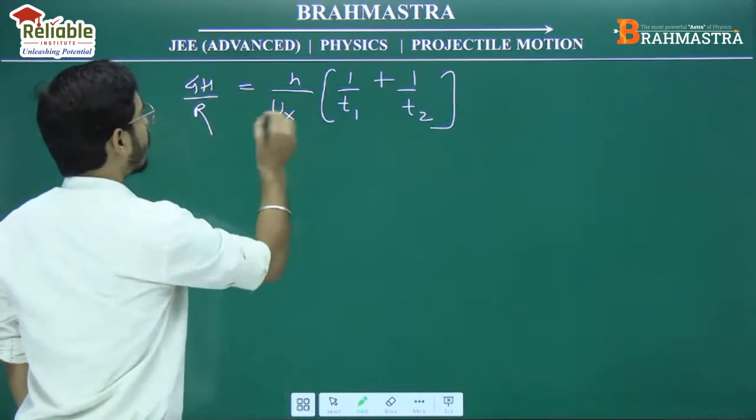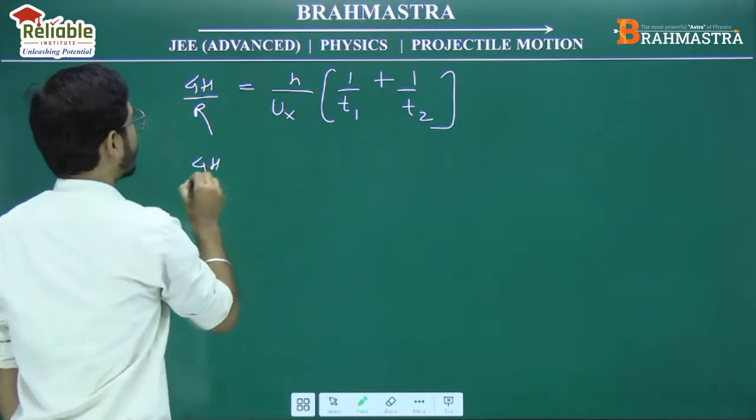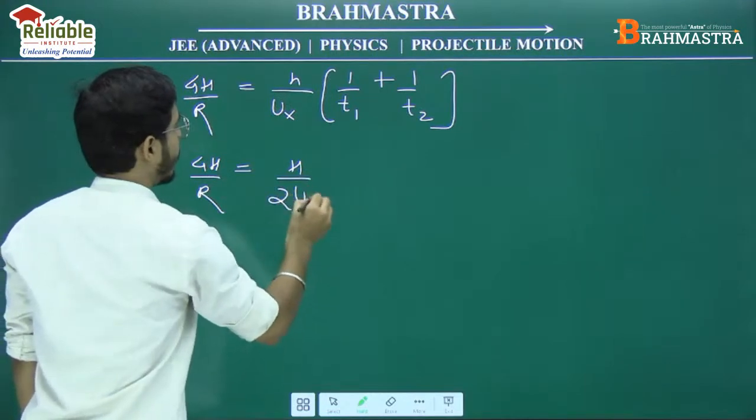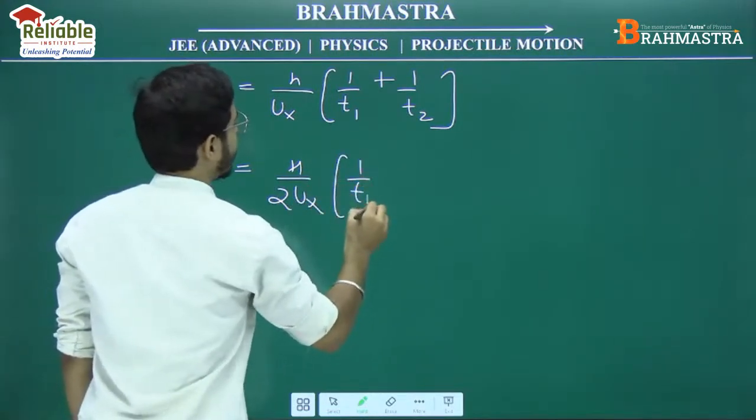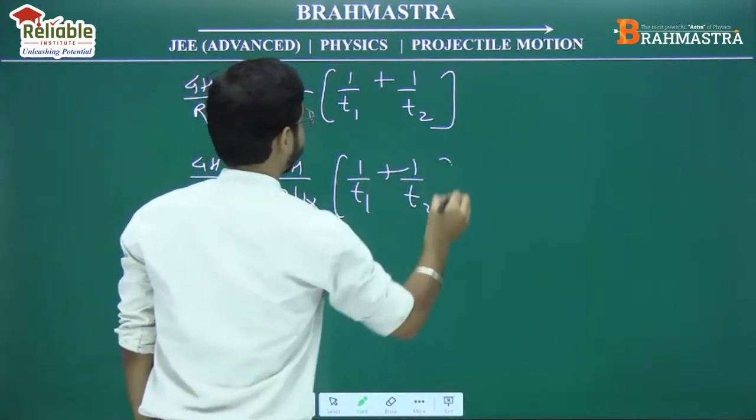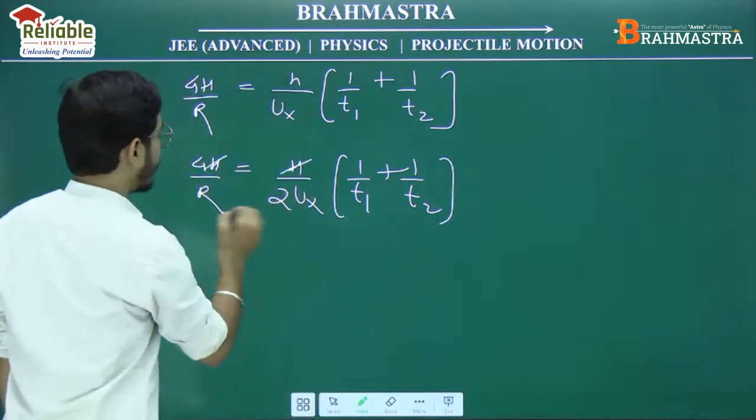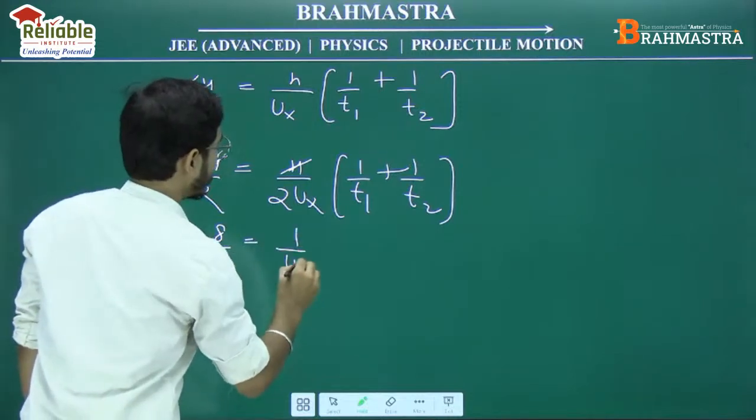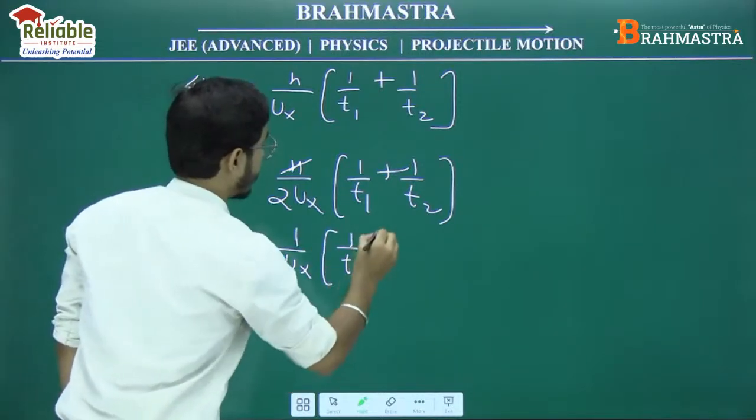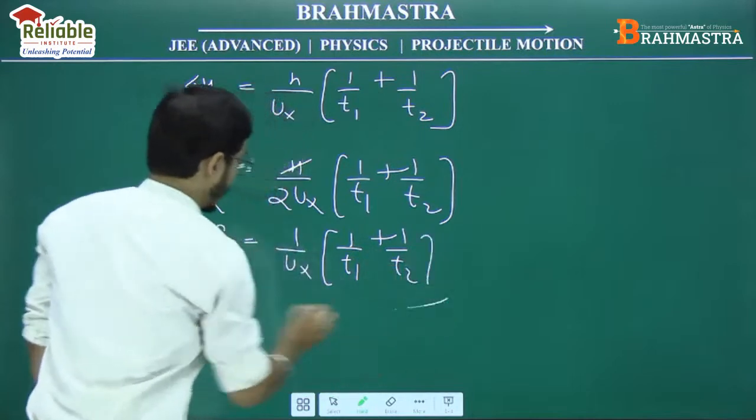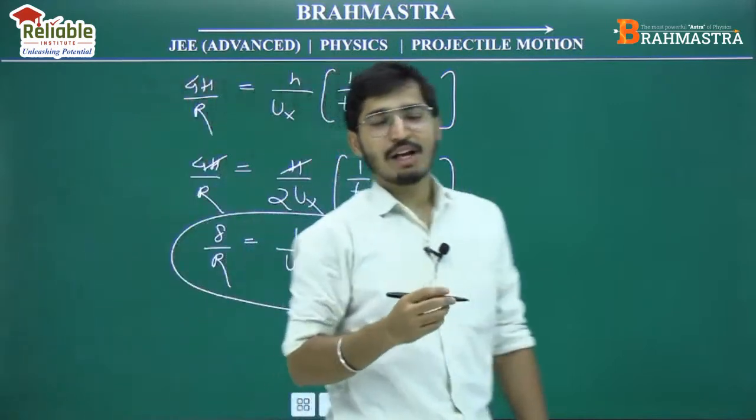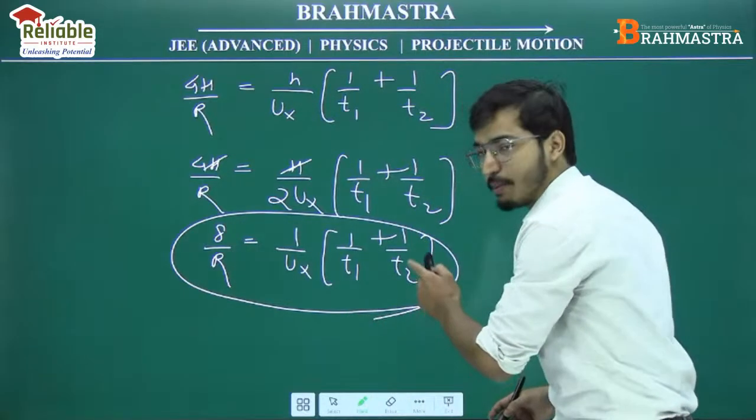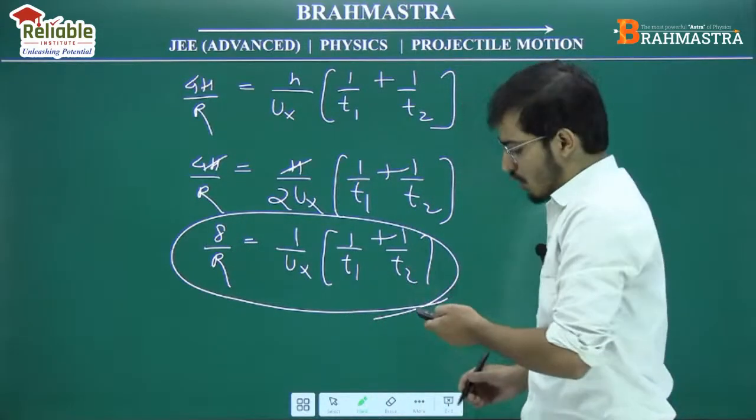Okay, so what is the value we are getting? 4h over r is equals to capital H over 2 ux into 1 over t1 plus 1 over t2. So we'll cancel this out. This comes out as 8 over r is equals to 1 over ux into 1 over t1 plus 1 over t2. Now by the same result, by the quadratic equation in time, we can directly place the value of t1 plus t2 and t1 t2.